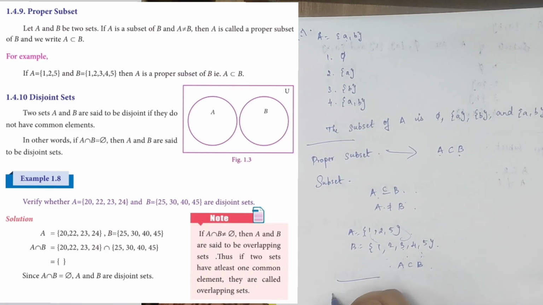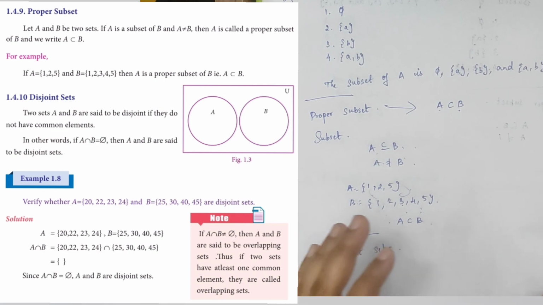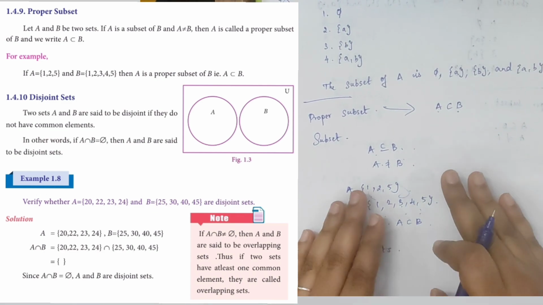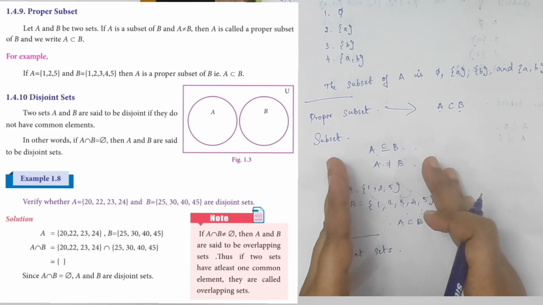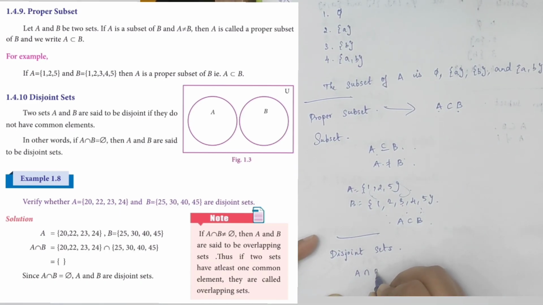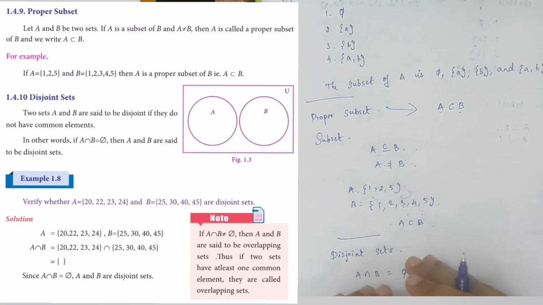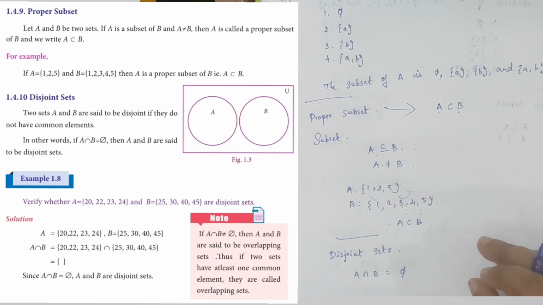Now we are going to see about disjoint sets. So what are disjoint sets? Two sets A and B are disjoint if they have no common elements. If there are no common elements, we say that it is a disjoint set, and we write A intersection B is equal to the null set. Here the intersection is empty. That's when A and B are called disjoint sets.